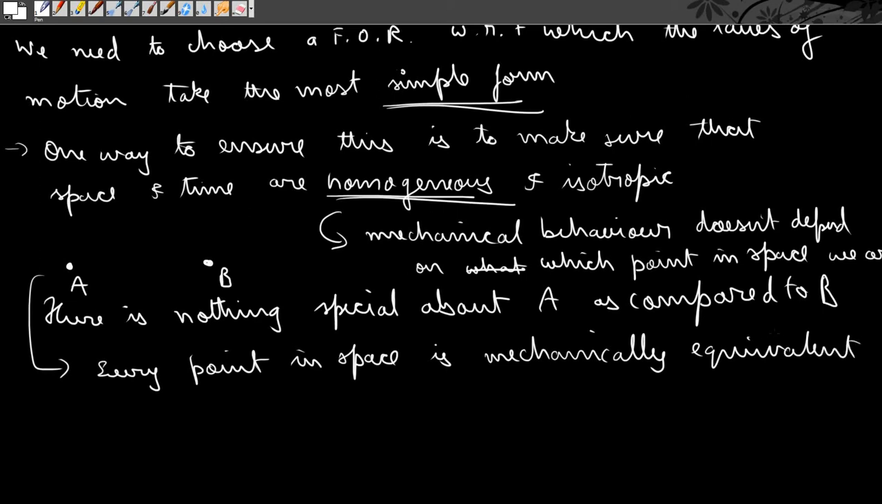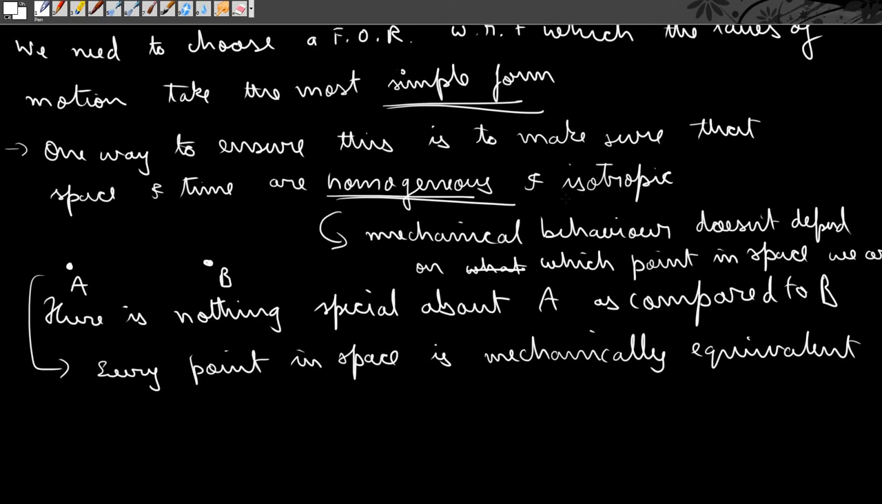Okay, so that means that if the particle is free at point A, or in other words, if the particle is not experiencing any force at point A, then it will behave as a free particle. Similarly, even if you consider point B and it is not experiencing any force at point B, even then it is going to act as a free particle. So its behavior is not going to change if you consider two different points in space. Okay, so that is the meaning of homogeneity.